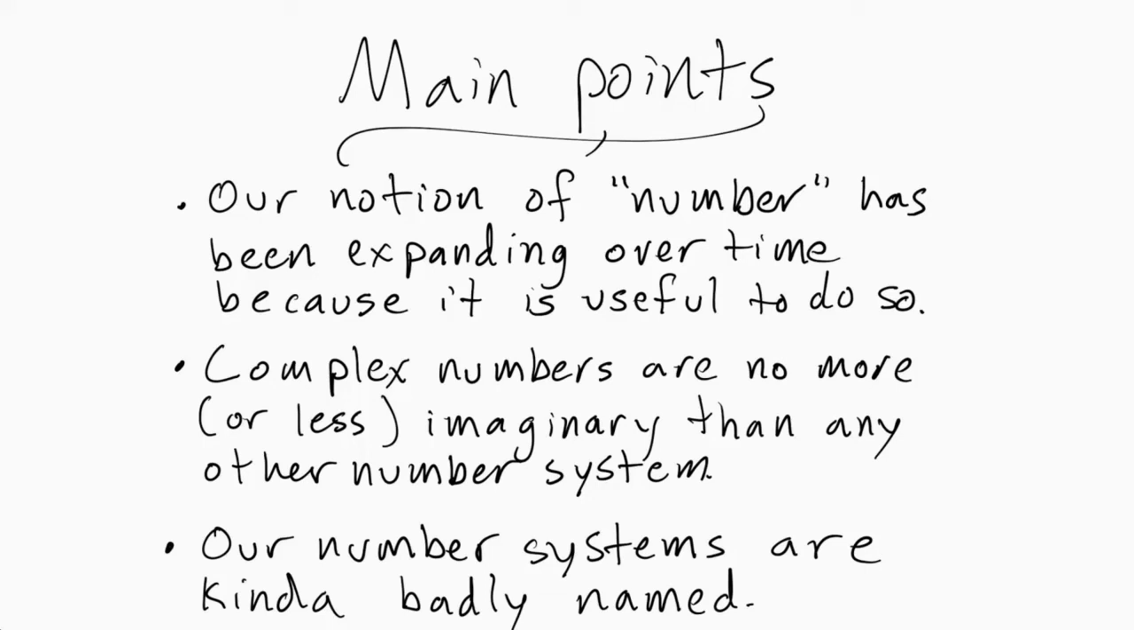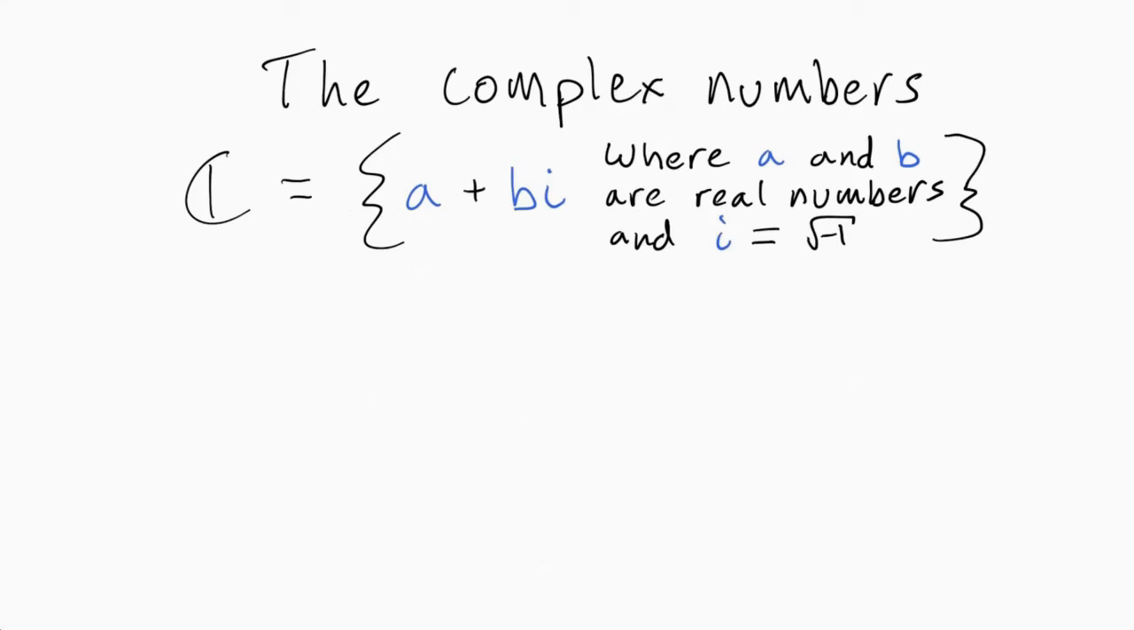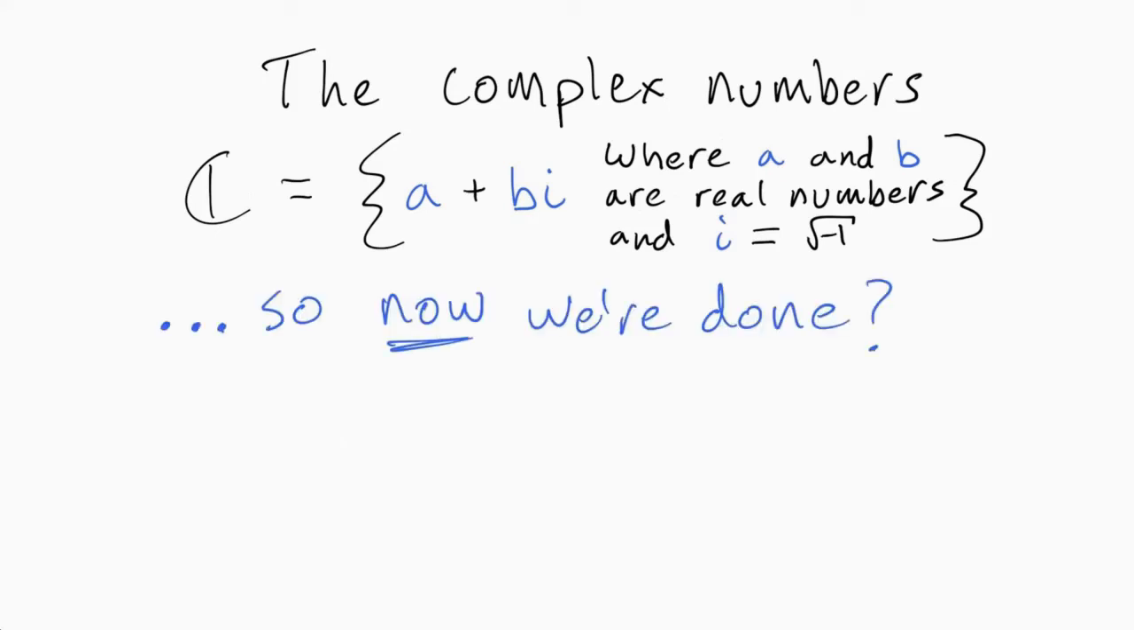Before I let you go, though, I'd like to pose one last question. The complex numbers are an algebraically and analytically complete field. We can solve any polynomial equation and take any square root. So now we're done? We've explored all the number systems there are to explore? The answer is, of course, no. There are plenty of other systems out there.